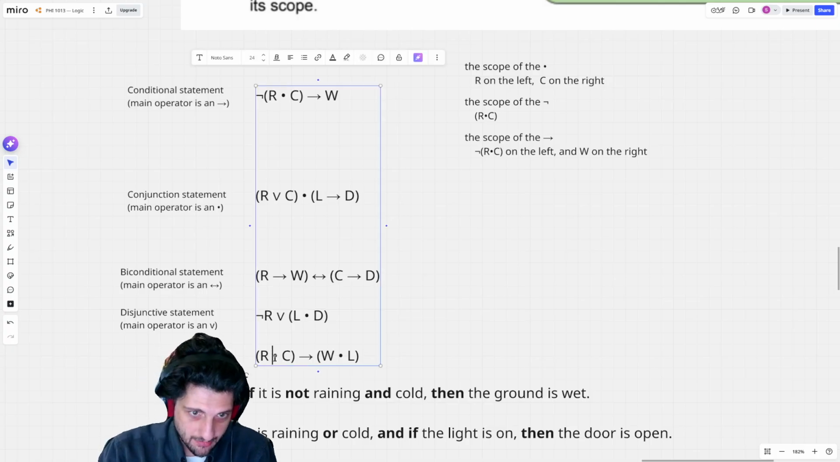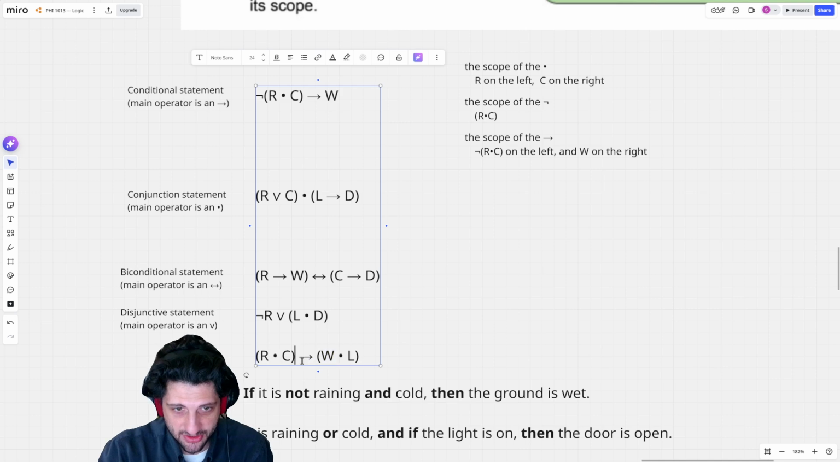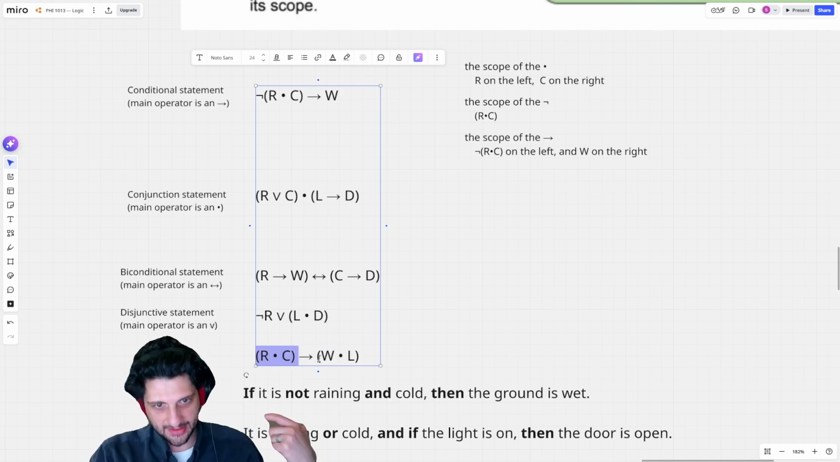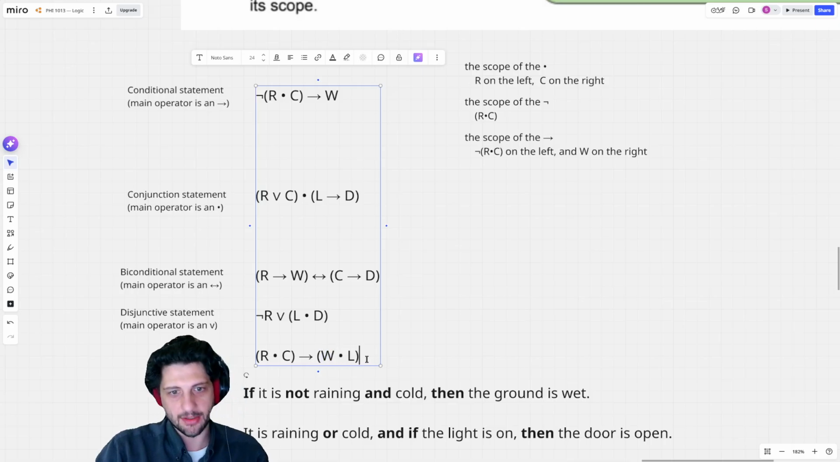Because the conjunction only sees the R and the C. The other conjunction only sees the W and the L. So the only operator to see them all is just this conditional. So this would make this last statement just a big conditional statement. You're saying, if this happens, then this other stuff will happen.